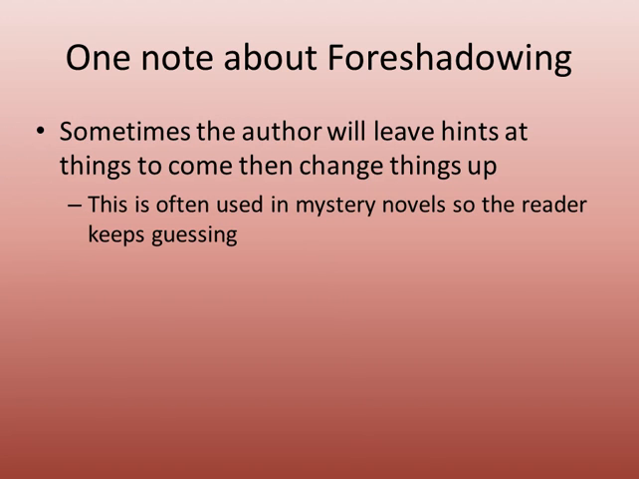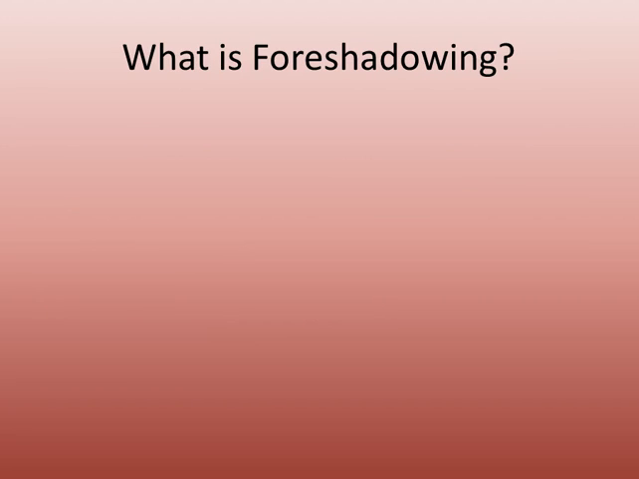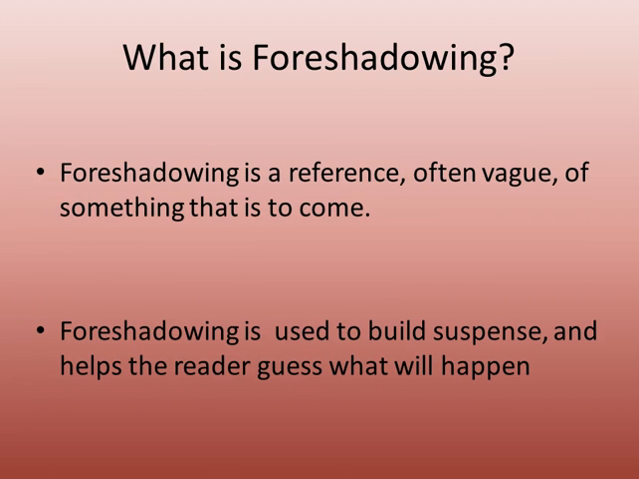One note about foreshadowing is that sometimes the author will leave hints throughout the book and then change them to keep you guessing. This is often used in mystery novels so that the reader keeps guessing at what will happen, and these hints are called a red herring, hinting at something that'll happen that never actually comes. So just a quick recap, what is foreshadowing? Foreshadowing is a reference, often vague, of things that are to come, and foreshadowing is used to build suspense and helps the readers guess at what will be happening next.